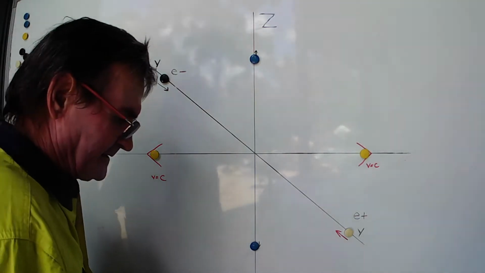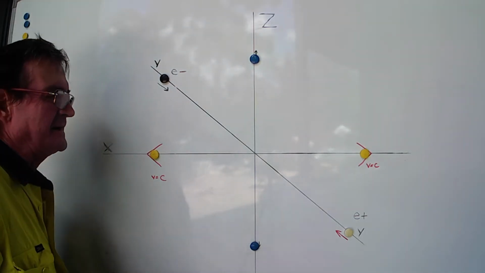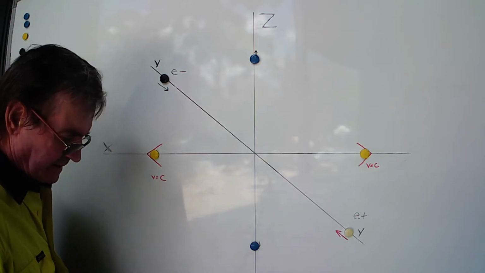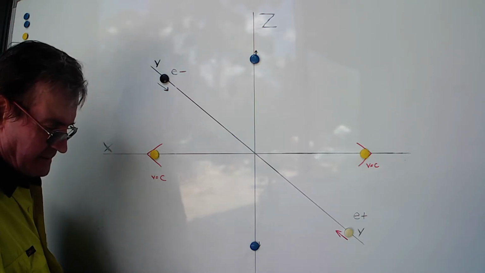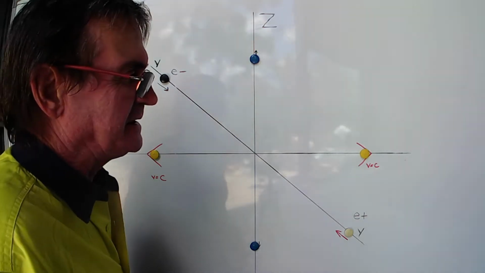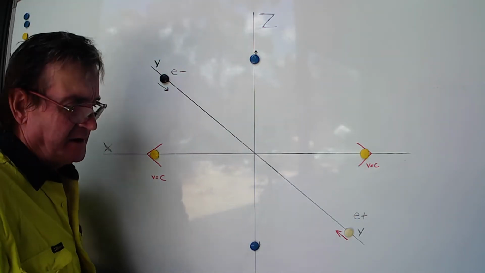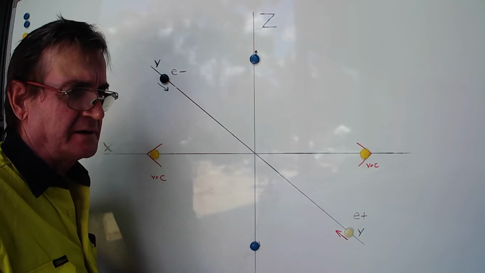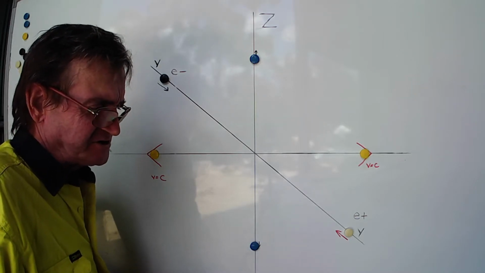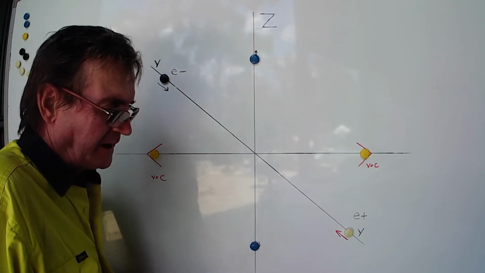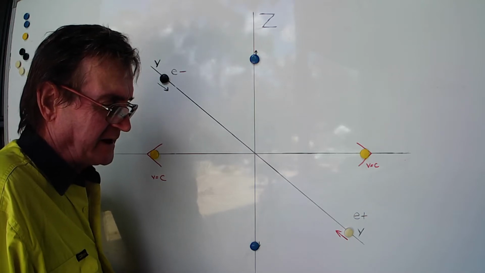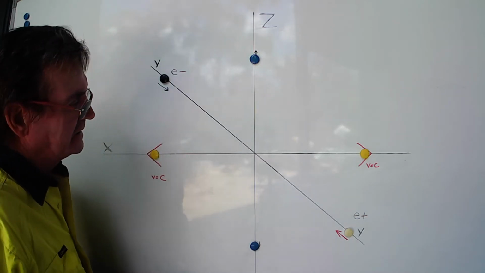Today's little video is going to be about antimatter, specifically about what you call mutual annihilation. It occurs between a positively charged electron and a negatively charged electron.